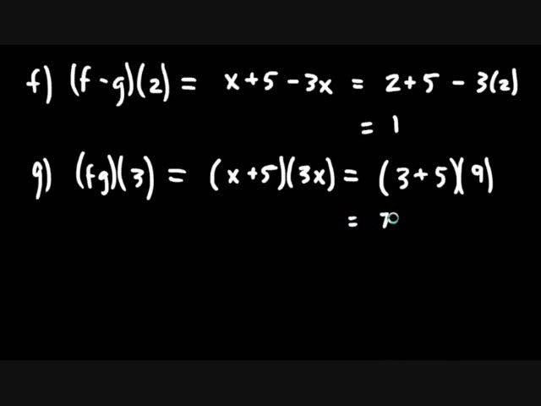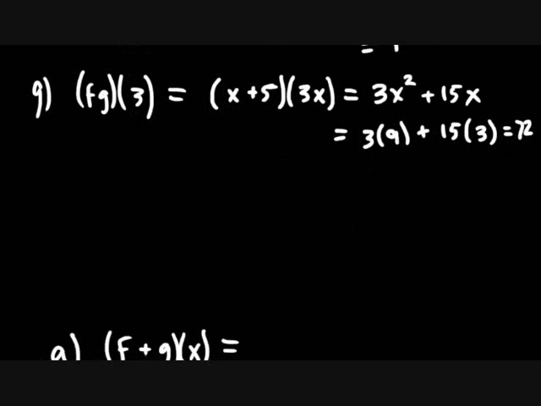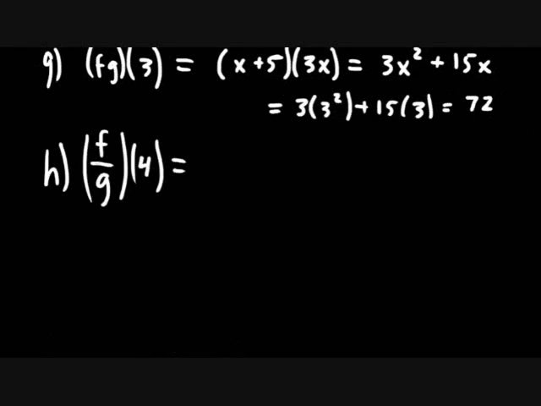Another way you could look at this problem is back in part C, we found the product of f and g of x. And so all we could do is plug in 3 for x in that equation, which is 3x squared plus 15x. So if we do that, we get 3 times 3 squared, which is 9, plus 15 times 3. So we have 3 times 9, which is 27, plus 45, which is 72. So we get the same answer either way.